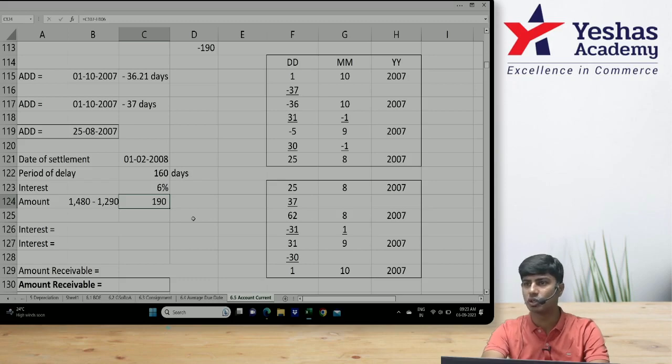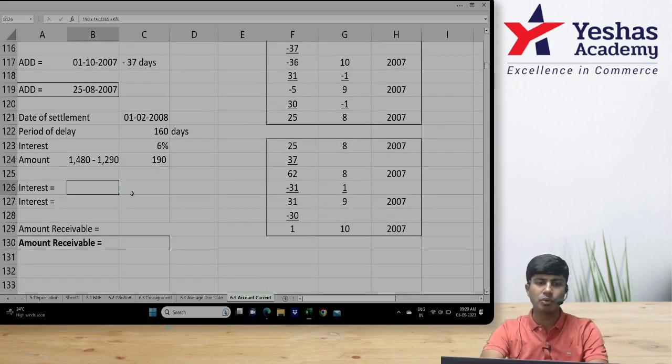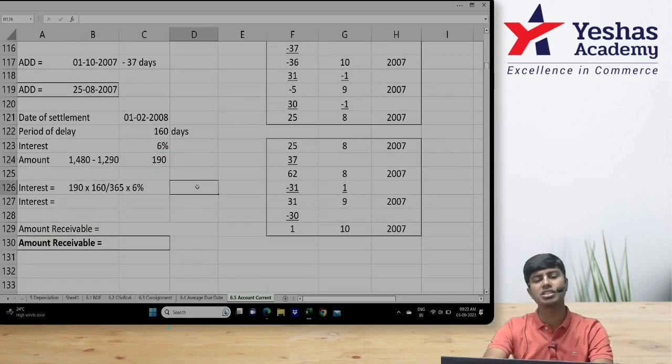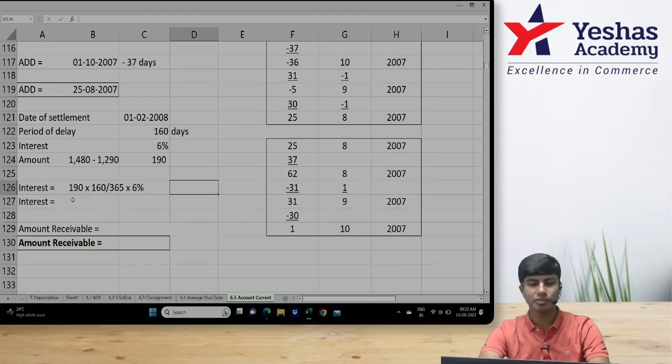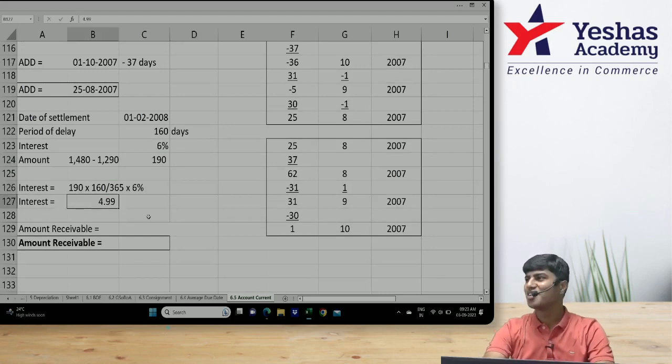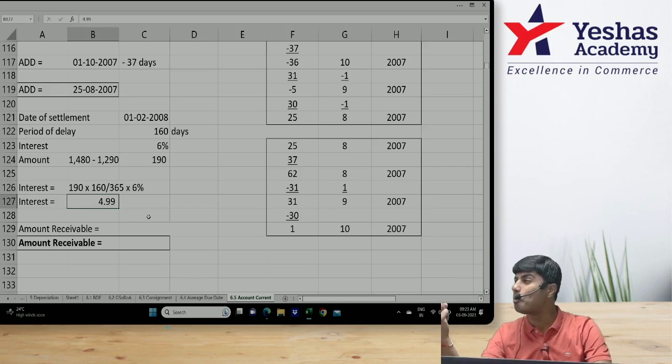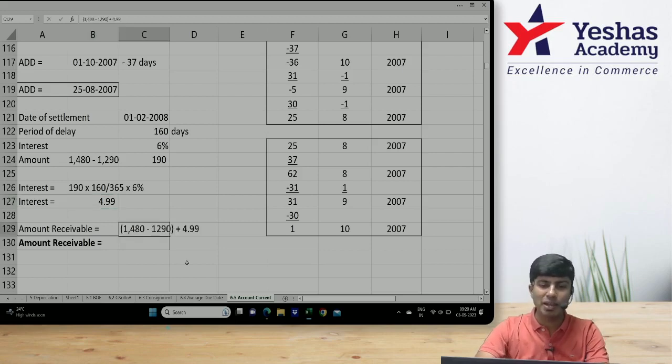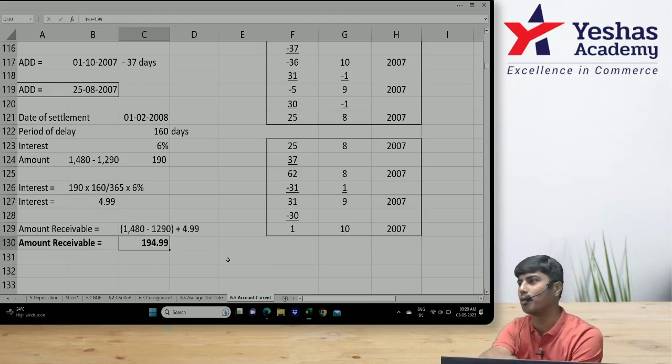That's the net difference. No. Correct. Now compute 190 into 6% into 160 by 365. 4.97, 4.2 paise difference. Not even 20 paise, 2 paise. So we'll round it up to 5 rupees. It is 190 rupees plus that. So the amount receivable is 194.99.